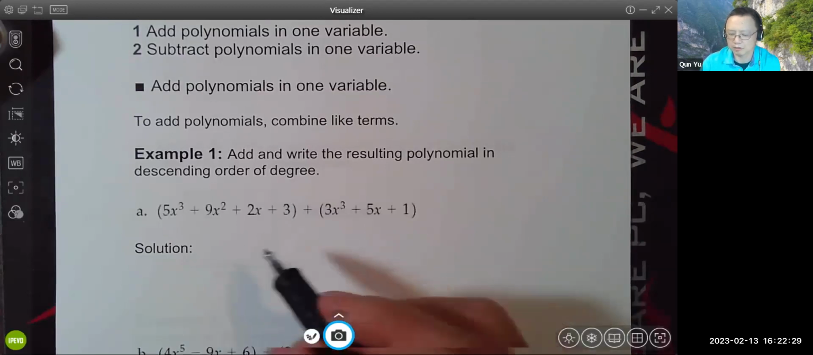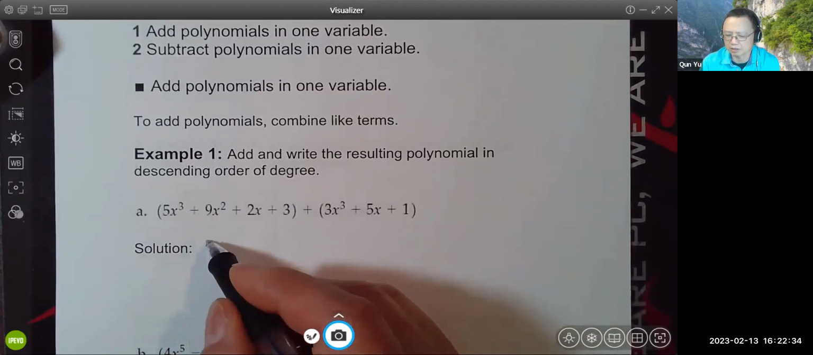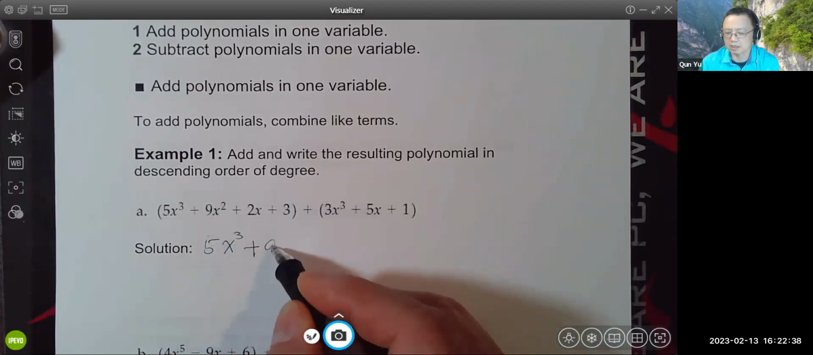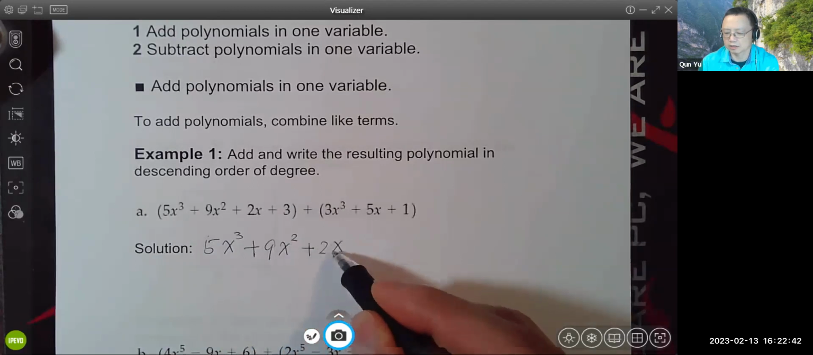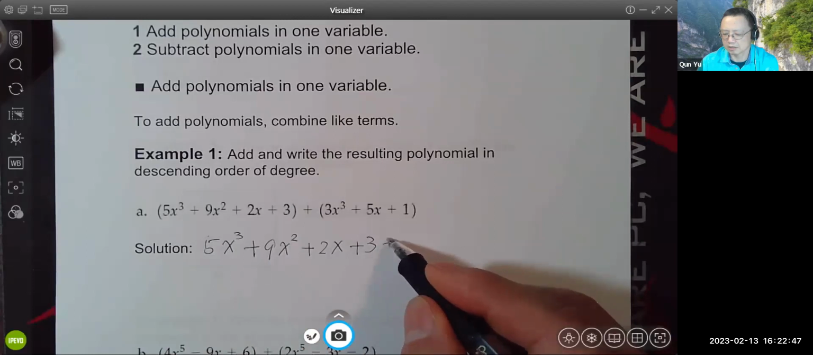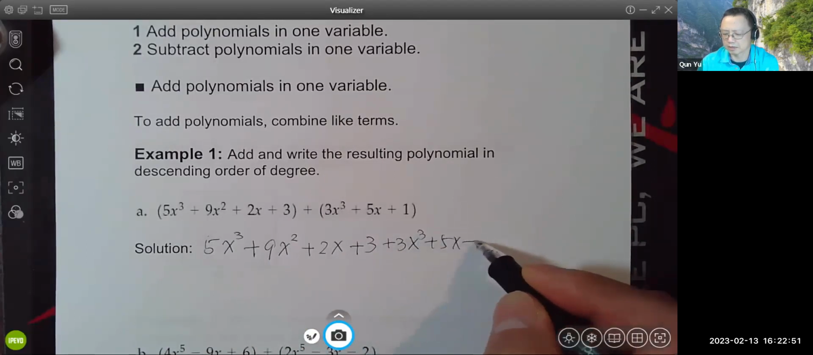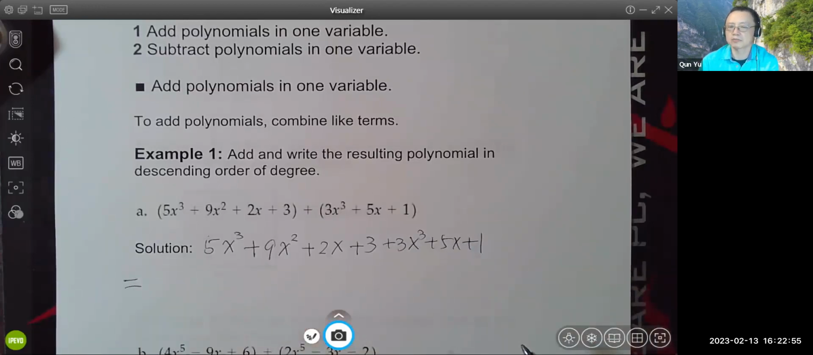So first, I'm going to remove these parentheses so that we can combine like terms. So 5x cubed plus 9x squared plus 2x plus 3, and then plus 3x cubed plus 5x plus 1. So we combine like terms. Remember, like terms are those that have the same variable part.